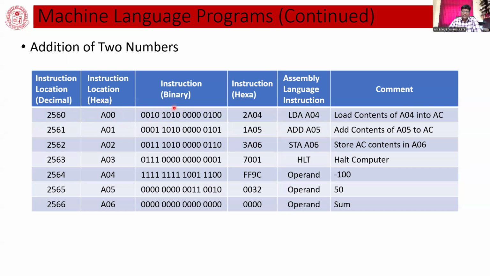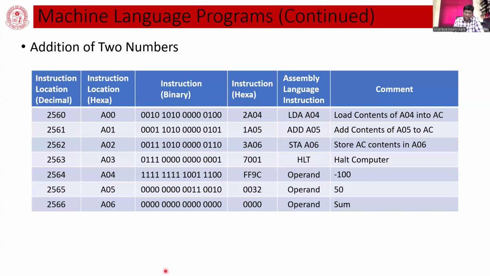Okay, this is the instruction. Then this is the instruction in hexadecimal. For example, this 4 bits is 2, this 4 bits is A, this 4 bits is 0, and this 4 bits is 4. And then what is the meaning of this instruction? The meaning of this instruction is load A04. What it does is that the data present in the location A04 will be loaded to the accumulator.